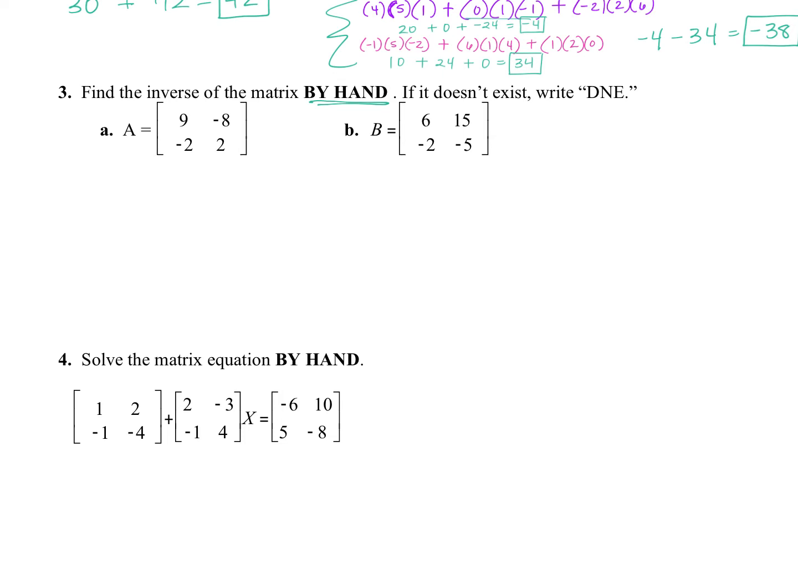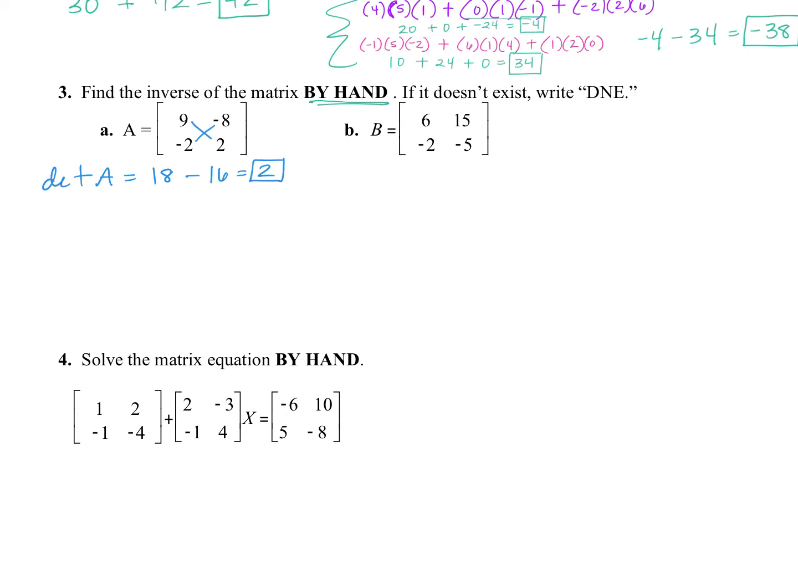So on this first one, if we're going to find an inverse by hand, the first thing we need to know is what is our determinant. Okay, and remember, I'll let you think about it. How do you find a determinant? You cross multiply, right? 9 times 2 is 18, and we always subtract. Negative 2 times negative 8 is a positive 16. So my determinant is 2.